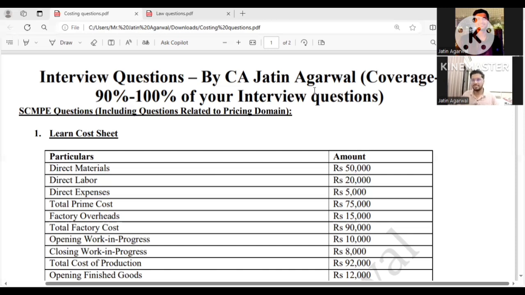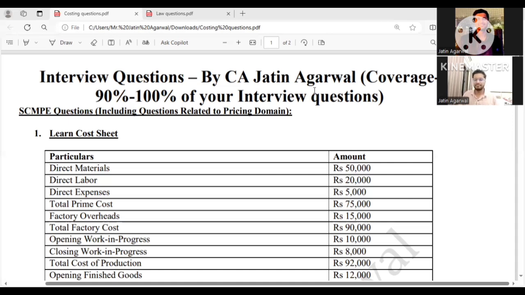People ignore these questions because they think they will not ask from costing and from law, but they do ask. So please prepare. Starting with the costing questions, the first question is: what does the cost sheet look like?